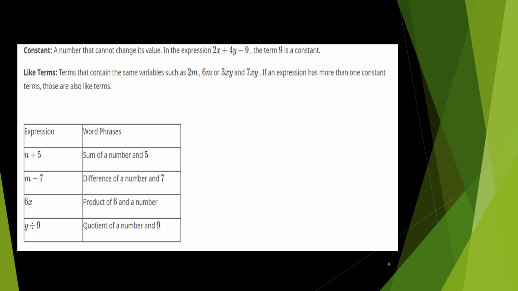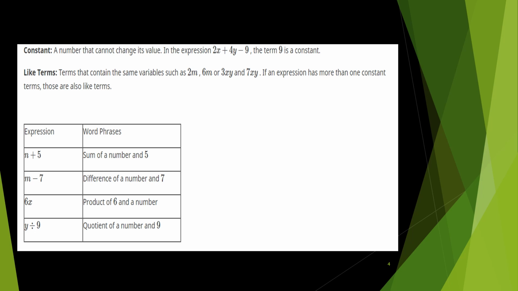A constant is a number that cannot change its value, like 9 cannot change its value. But 2x we don't know, we are not certain what value it will be. If x is 1, it will be 2. If x is 2, it will be 4. If x is 3, it will be 6. So it may change value, that's why it is not treated as a constant, but it is treated as a coefficient.